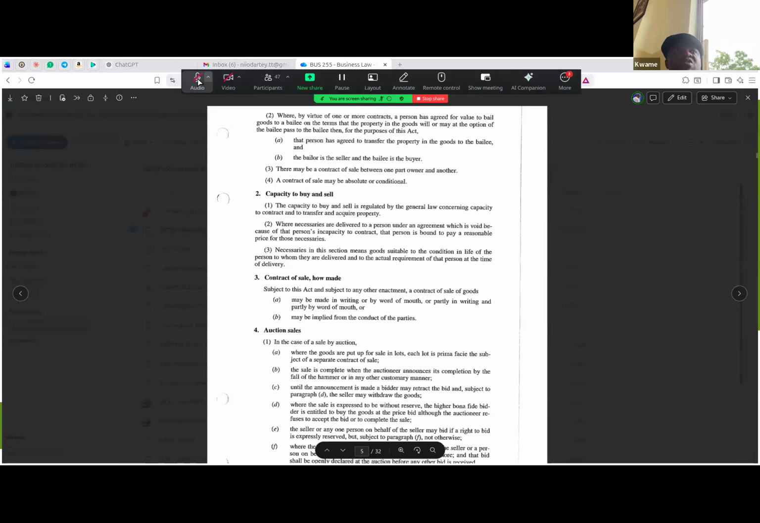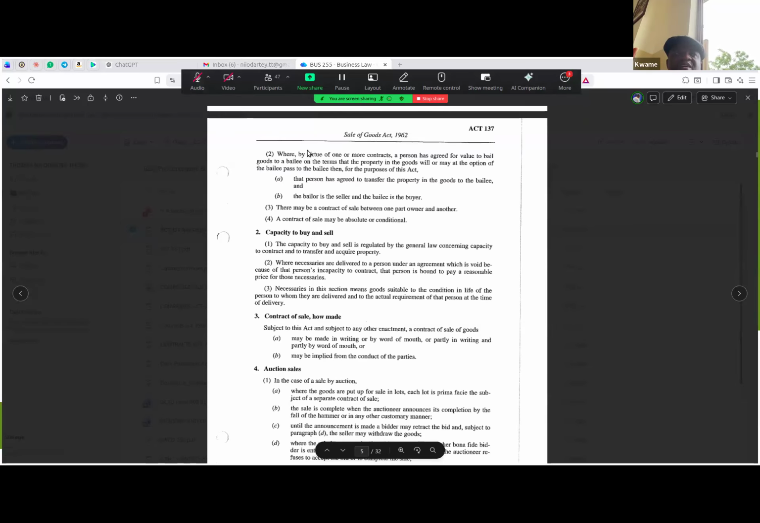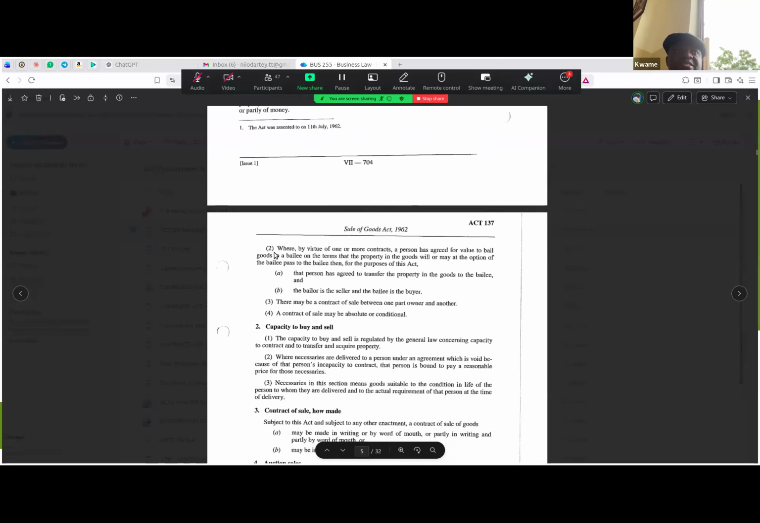Now, if you go to section 1.2, look at section 1.2 again. Section 1.2 says that where necessaries are delivered to a person under an agreement which is void because of that person's, sorry, we have not gotten there. I was reading 2.2. We are now going to read capacity. Sorry. So let's read that.